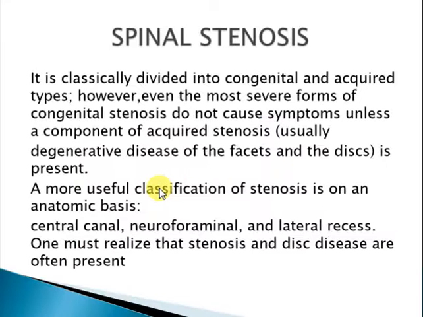Regarding spinal stenosis, it has been classically classified into two types, congenital and acquired types. But even with the most severe forms of congenital stenosis, it will not cause symptoms unless there is a component of acquired stenosis. So it will be a superadded condition that will make congenital stenosis apparent or clinically symptomatic. A more useful classification of stenosis is on anatomic basis, whether it's a central canal stenosis, neuroforaminal stenosis, or lateral recess stenosis. One must realize that stenosis and disc disease are often present together.